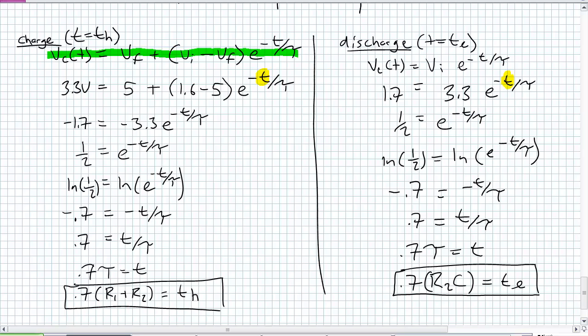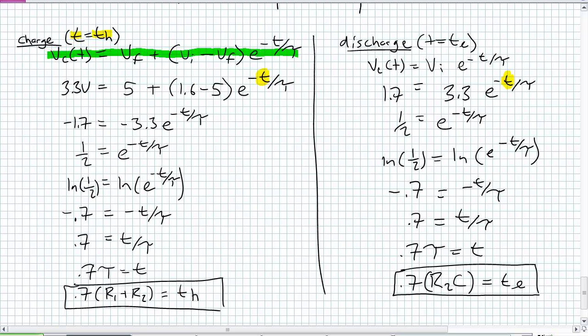What is tau in the charge case? Well, it's (R1 + R2) C. What are we solving for in the charge case? We're solving for that time, t. What is t when it's charging? Well, it's the time high. As that voltage is increasing, Q is 1. So what we're going to try to do is solve for that.